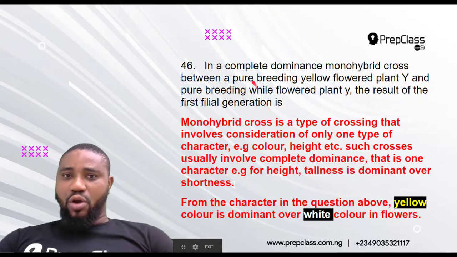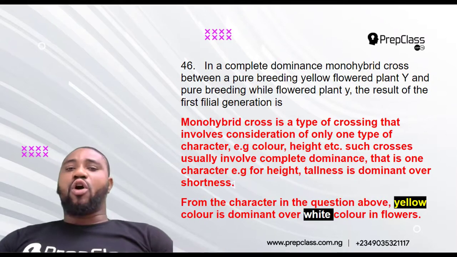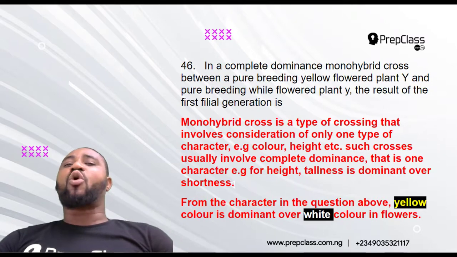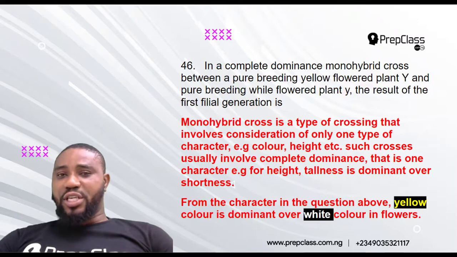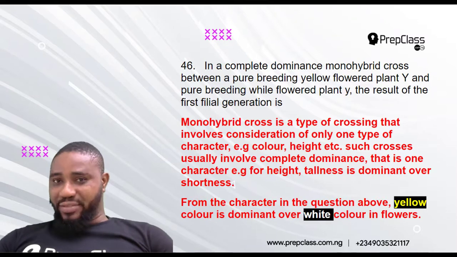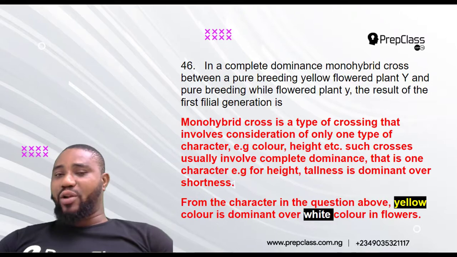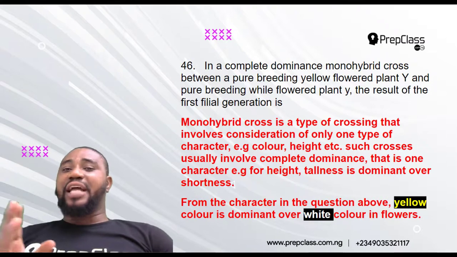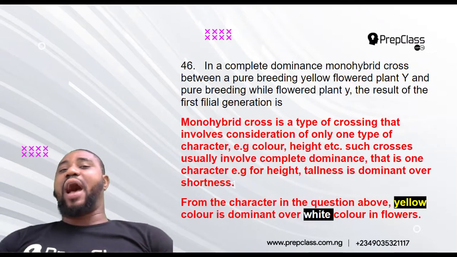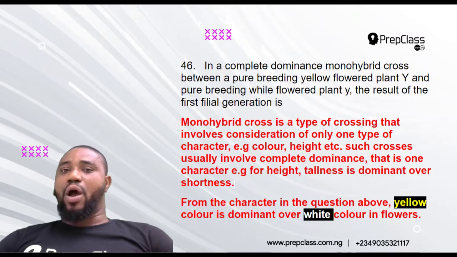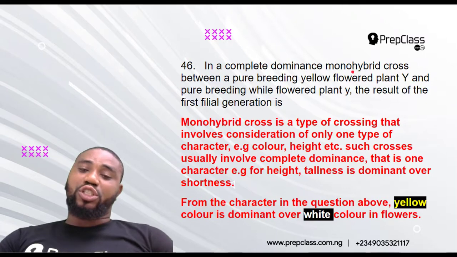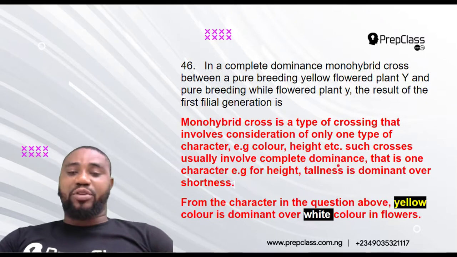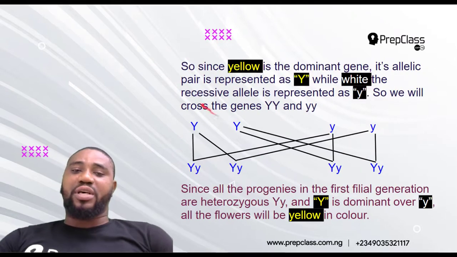Do you understand? Complete dominance. So complete dominance simply means that the dominant gene will completely dominate the recessive one. So if you cross a yellow flower and a white flower, you mix them together, yellow and white. Are you following? And yellow is dominant over white. You should expect to see only the yellow flower. So we call that complete dominance. So such a hybrid cross usually results in what? Complete dominance.